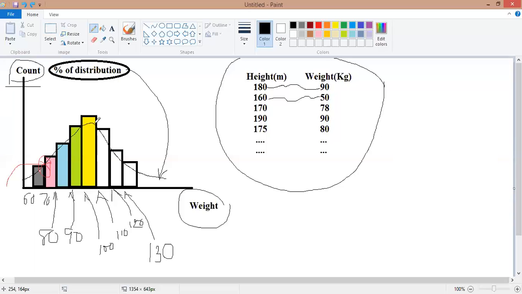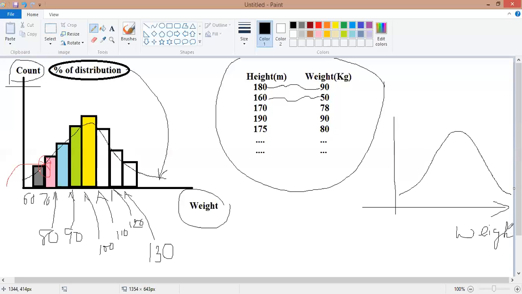But when I want to find a shape, I want to draw a smoother region, like a bell-shaped graphical plot. And at that time this is not count. Instead of that, you need to write percentage of distribution. So it may be drawn like this. This is the bell-shaped curve, which is Gaussian in nature, and you get it with respect to weight, right? This is the plot, and this is percentage of distribution, not count. And this is the significant thing right now.